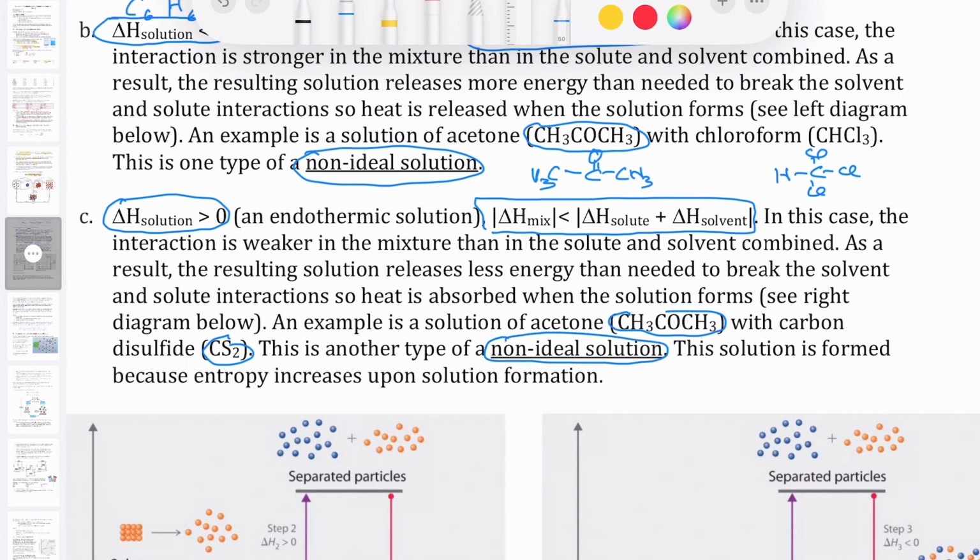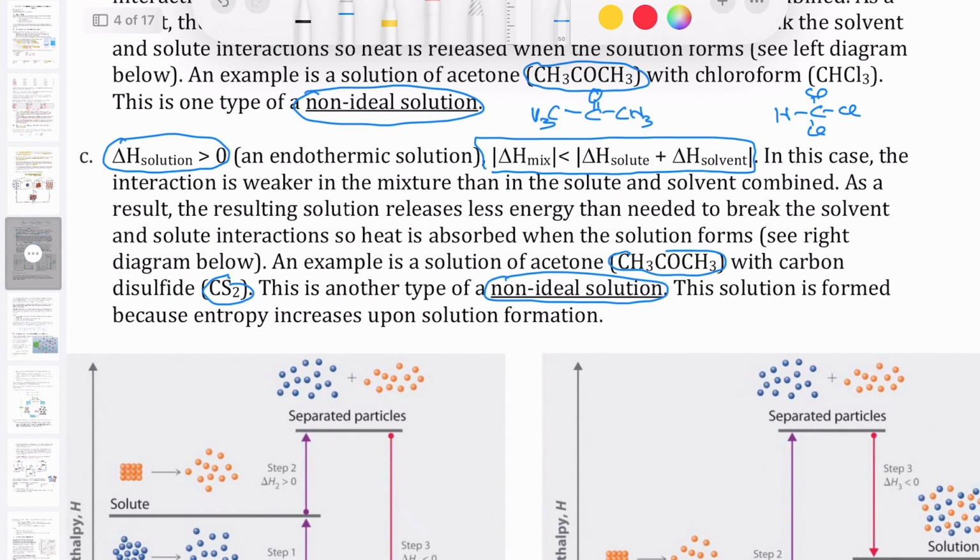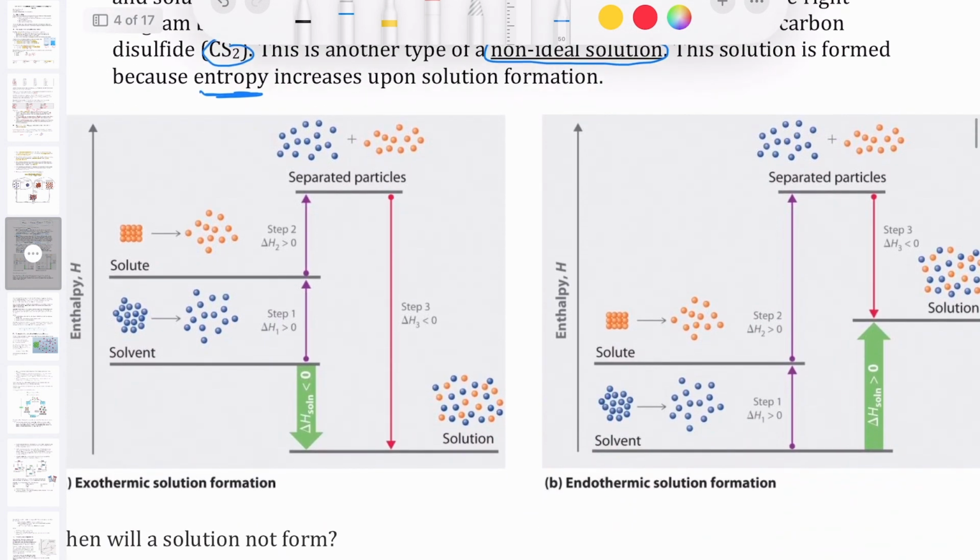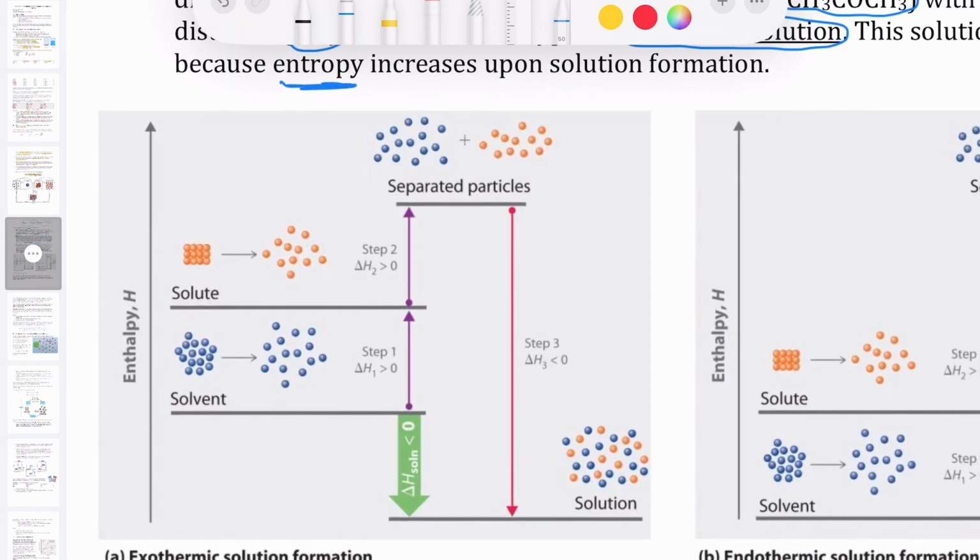In this case, it's non-ideal because the delta H is positive. Okay. Now, these types of solutions still form because the entropy a lot of times is able to overcome that unfavorable delta H that we have. So this energy diagram actually shows you how these processes happen for both types of solution, the exothermic and the endothermic solution. So again, for the exothermic here, we start with the solvent and we separate it out. We start with the solid, we separate it out. Both of these processes are endothermic.